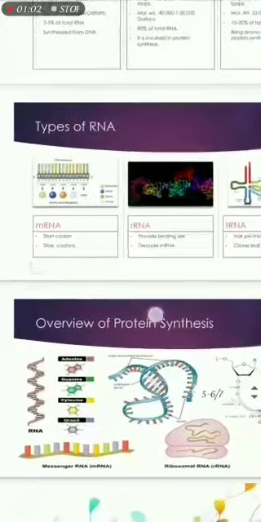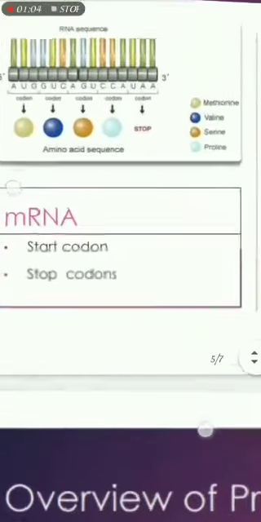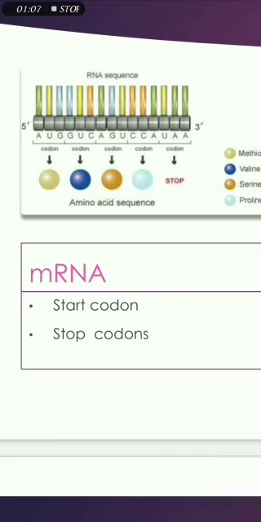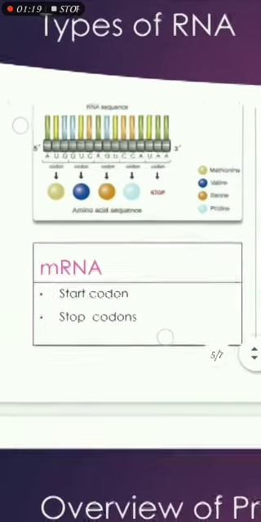Next, here in the diagram you can see these codons. AUG is always the starting codon. It is known as the starting codon, whereas UAA and the like are called stop codons. These are also known as nonsense codons.